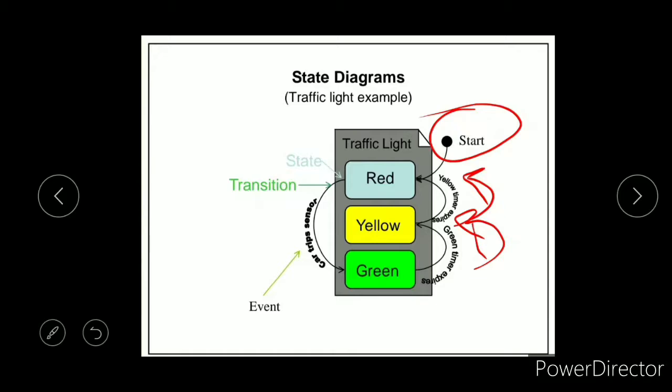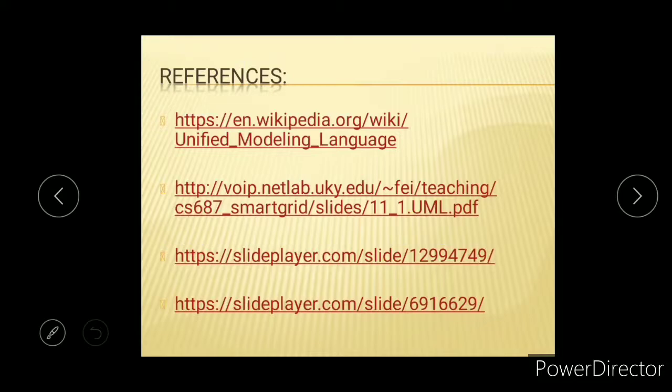So there are three states: red, yellow and green in the traffic signal. So it emphasizes the state of an object or of a system. So all this was regarding these three diagrams: the sequence diagram, the collaboration diagram, and the last one, the state chart diagram or state diagram.